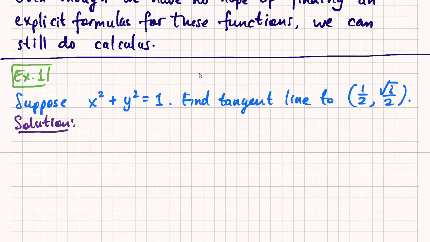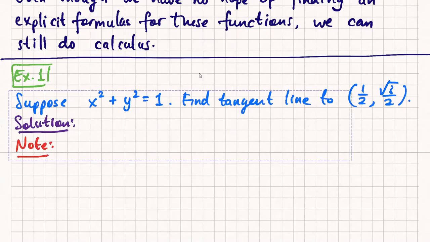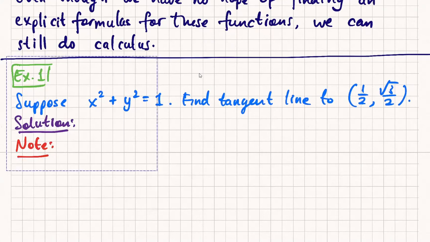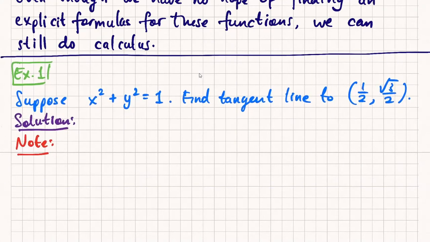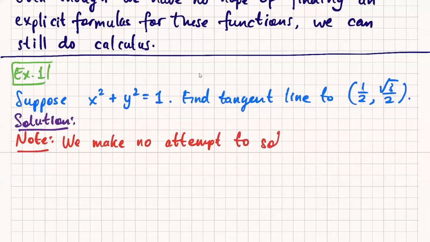So again, I want to make this note here. Even though the circle is a very special case, in general, even for the circle, we're not going to solve for x or y or anything like that. So we make no attempt to solve for x or y. So please do not do that in any of your solutions. And like I said, for the most part, it's going to be impossible anyway, right? This is just a very special exception.